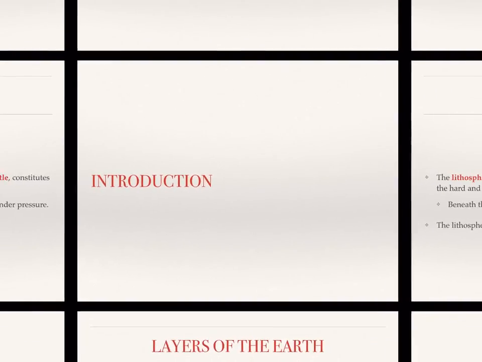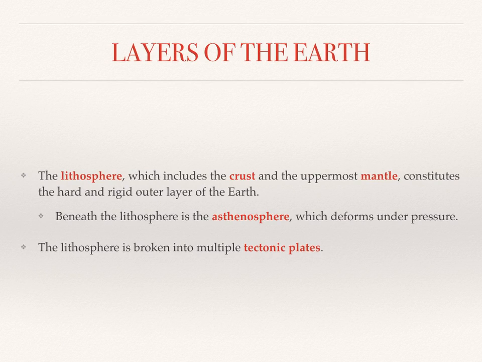Introduction. Layers of the Earth. The lithosphere. This is the crust and the uppermost mantle. This constitutes the hard and rigid outer layer of the Earth. Beneath the lithosphere is the asthenosphere, and this area can deform under pressure. The lithosphere is broken up into multiple tectonic plates.